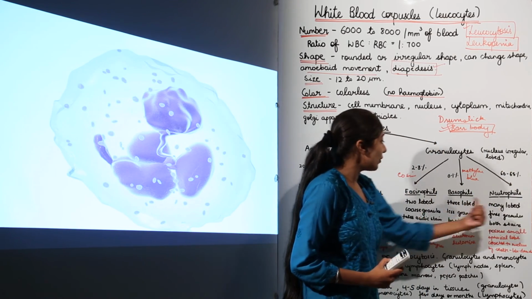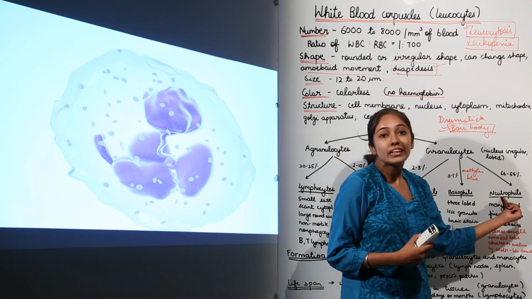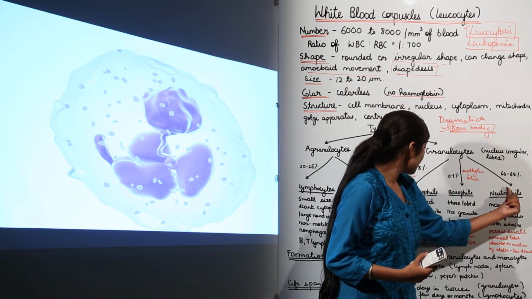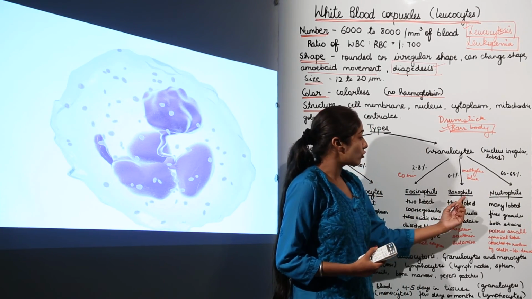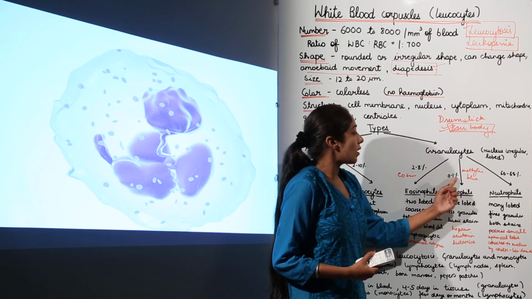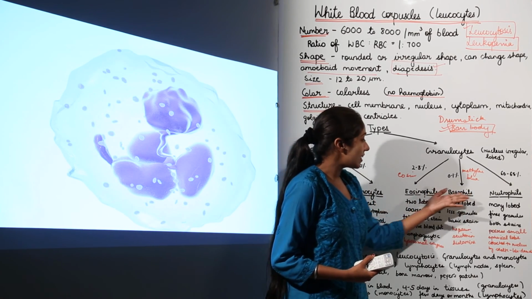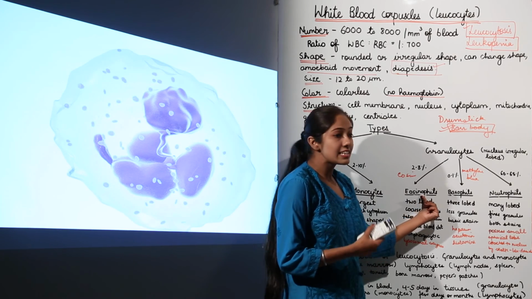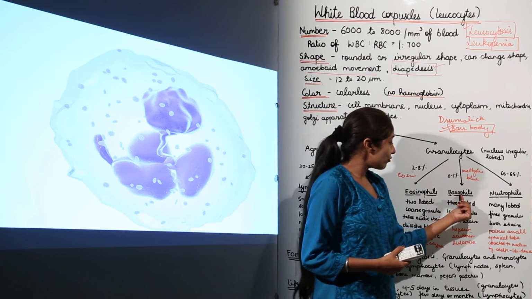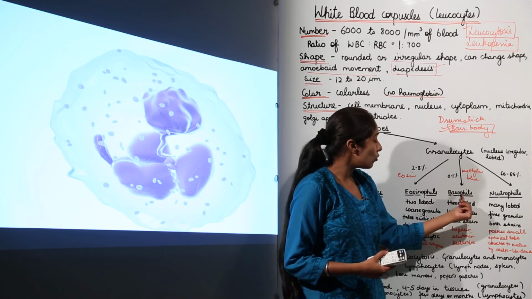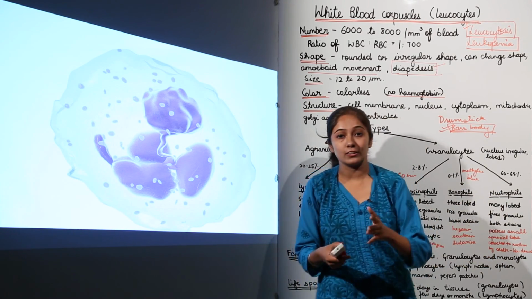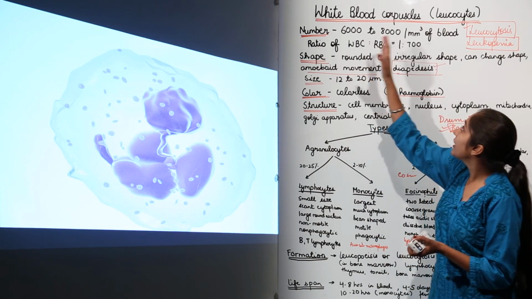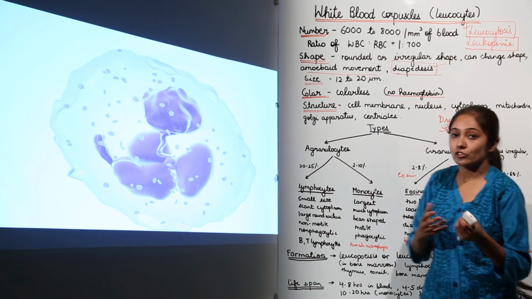Out of these three, neutrophils are the most abundant cells, 60 to 65%. However, the least number of cells is of basophils, right, only 0 to 1%. And they are stained accordingly. Eosinophils, acidic stain, that is eosin; basophils, basic stain, that is methylene blue; and neutrophils are neutral, they can be stained by both the dyes, acidic also and basic also. So, I hope that white blood corpuscles, leukocytes are now clear to you.